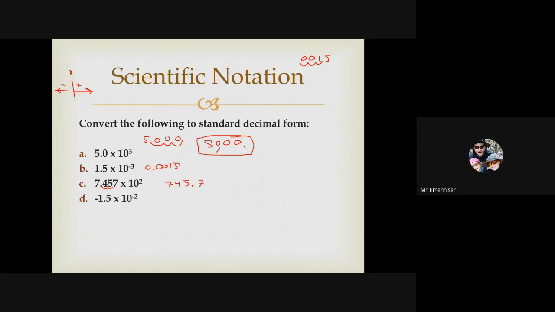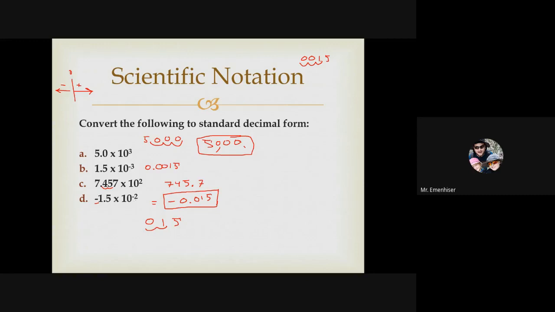All right, negative 1.5. So I'm just going to do 1.5, and it's a negative 2, so we're going to move it to the left. 1, 2. I'm going to add a 0 there. So that is equal to negative 0.015. The negative here just carries. Just tells us it's a negative number.